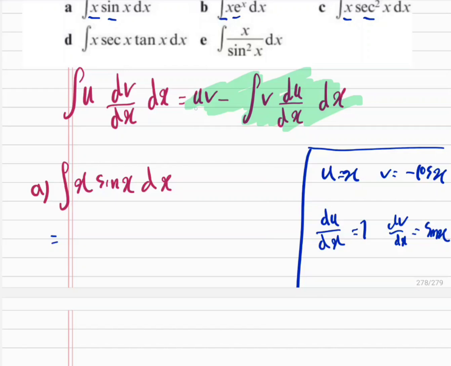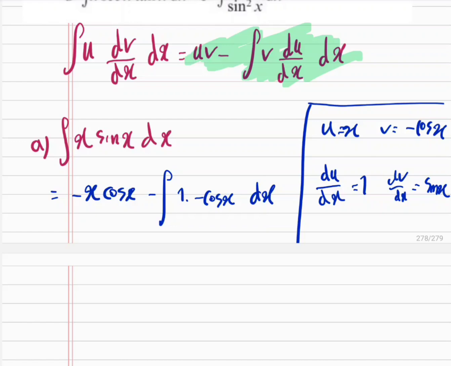Now we use the formula. The formula says first u times v. In our case, u times v is x times minus cos x, which is just minus x cos x outside of the integral, and then minus, inside the integral, we have v times du by dx. So du by dx is simply equal to 1, and v is minus cos x. At this point we basically have everything. Simplifying, we get minus x cos x outside, and inside we can take the negative outside of the integral so it becomes positive, and then just cos x dx.